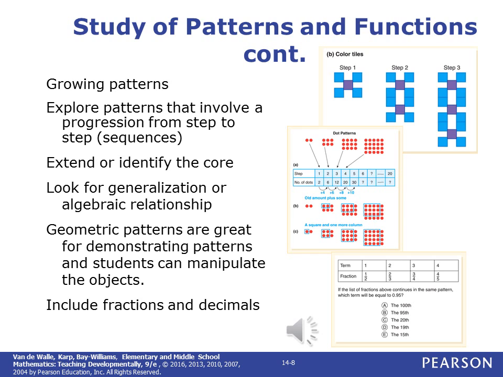You want students to think broad enough that they can describe what's going to happen for any nth case or any nth dot pattern. And it's important to also include fractions. If you look at the last graphic on the slide, it says, if the list of fractions above continues in the same pattern, which term will be equal to 0.95? Believe it or not, only 27% of 8th graders nationally responded to that fraction pattern correctly in a national test. I'm going to tell you the answer, but I want to challenge you to use some number sense and figure it out. The answer is the 19th, but see if you can figure it out on your own.